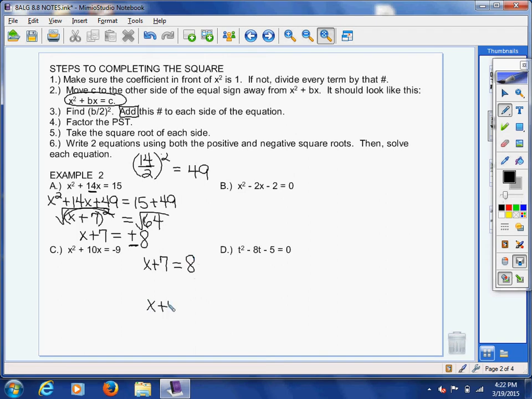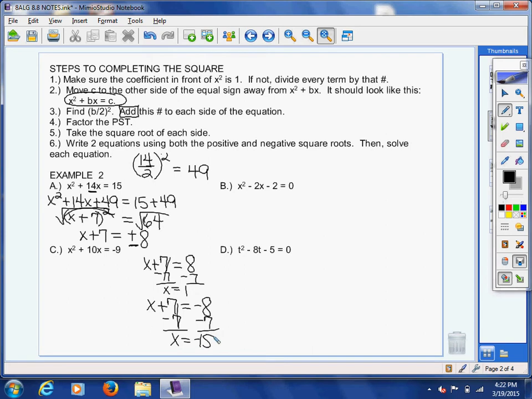And x plus 7 is also equal to negative 8. Okay? So what you're going to do is solve for x in each of them. We're looking for two answers. So we're going to take away 7, and we've got x is 1. And we'll take away 7, and x is negative 15.